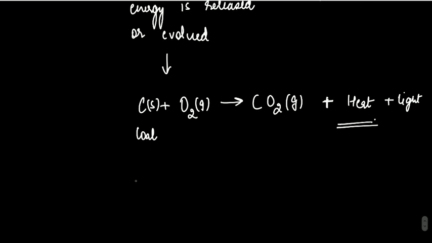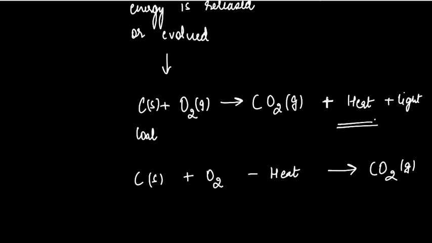Or we can write like this also, minus heat. This is also indicating that these two are exothermic reactions. So either you write heat released on the product side, or you can write minus heat on the left hand side of the chemical equation.